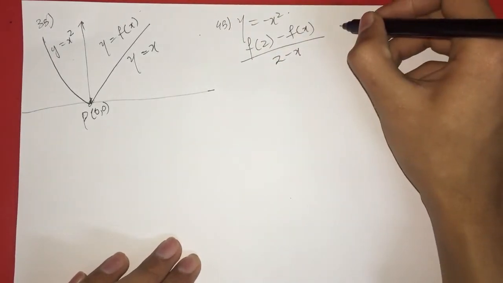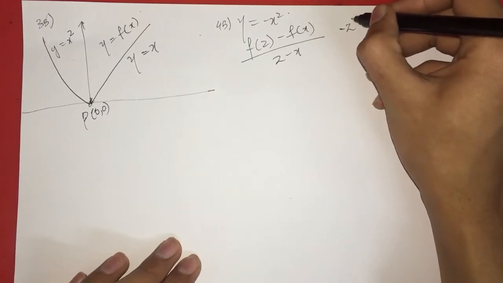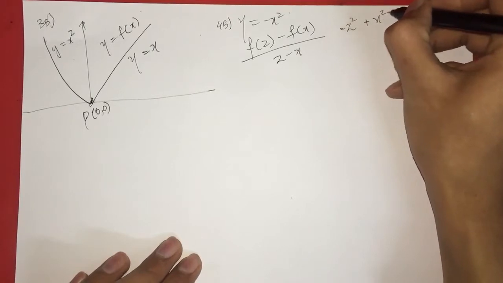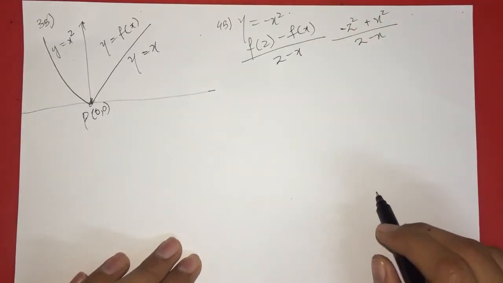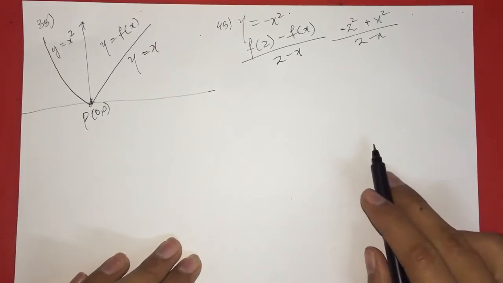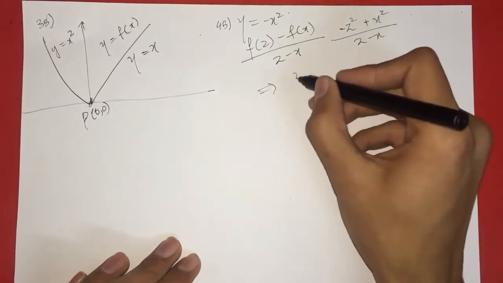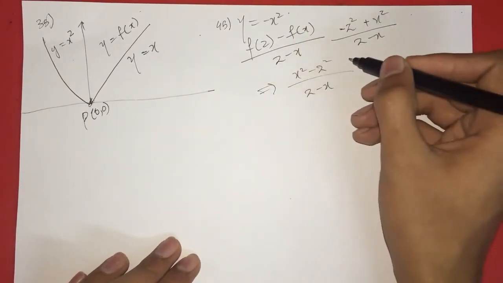So f of z will be minus z square minus or plus x squared divided by z minus x. So this is x squared minus z squared divided by z minus x.